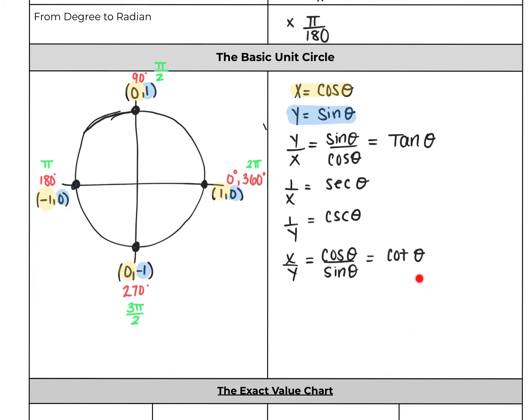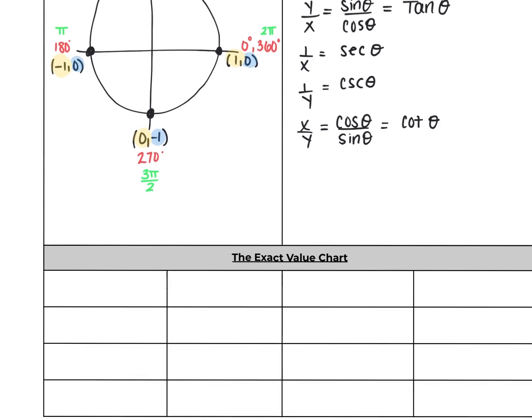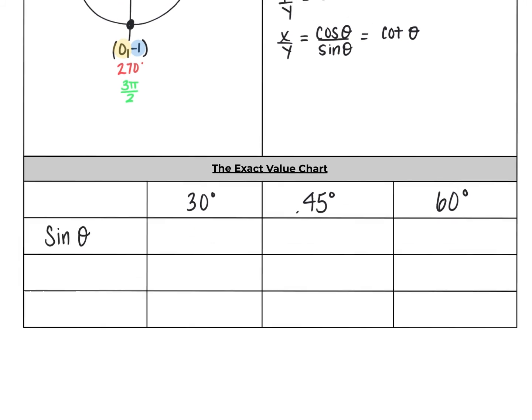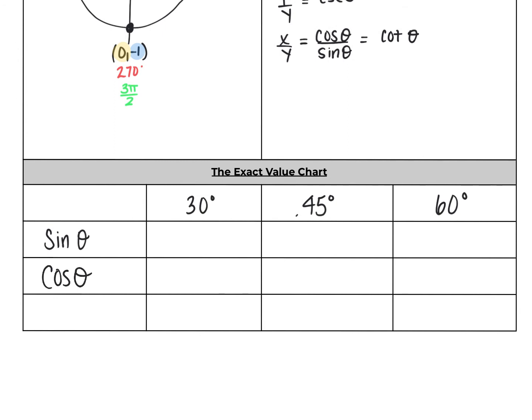Alrighty, let's take a look at the next part, which is the exact value chart. Now, some teachers use the unit circle, but I use the exact value chart to find the exact values of 30, 45, and 60. So we're going to set up our chart like that across the top, and down the columns here, we're going to do sine of theta, cos of theta, and then tan of theta. And this is where theta would go, right?